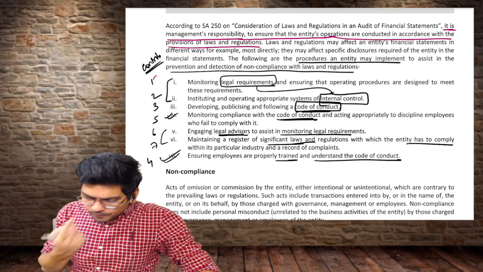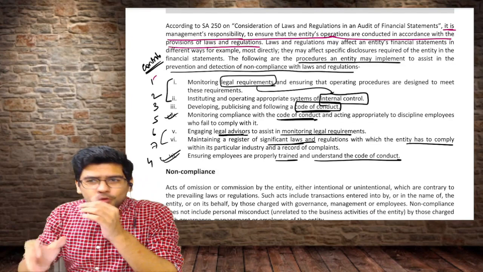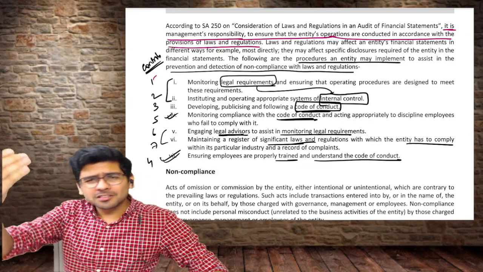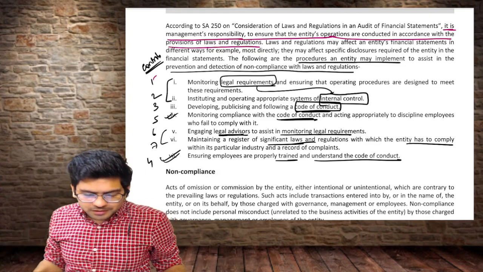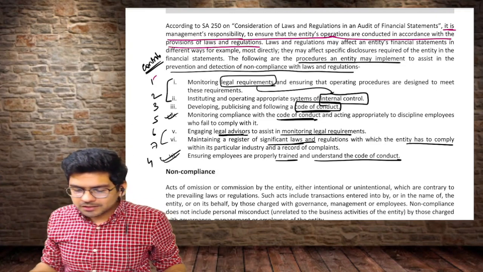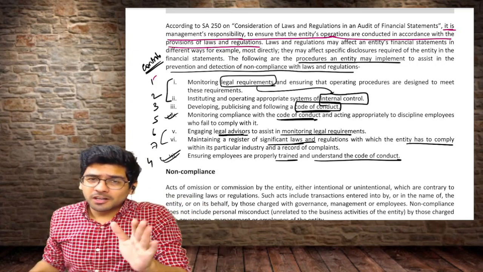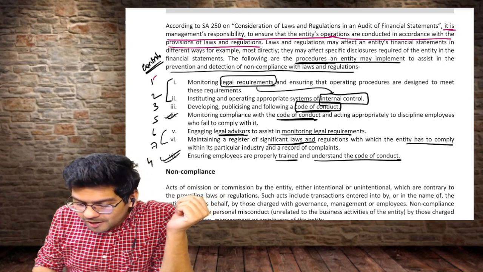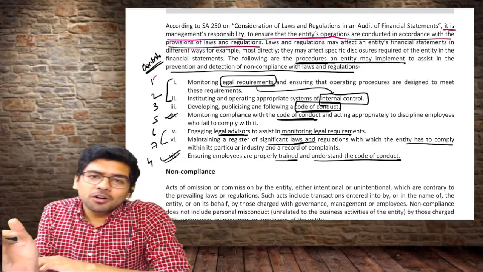So you can maintain a register of all the laws that are applicable to you, who is in charge of that particular law, who is responsible for ensuring compliance and all. So you can maintain a register. Okay, so these are the points that you need to understand. What is the question that can be asked? They will ask you that it is the responsibility of the management to comply with the laws and regulations. Yes, it is. So what procedures can the management of an entity implement for prevention and detection of non-compliance.